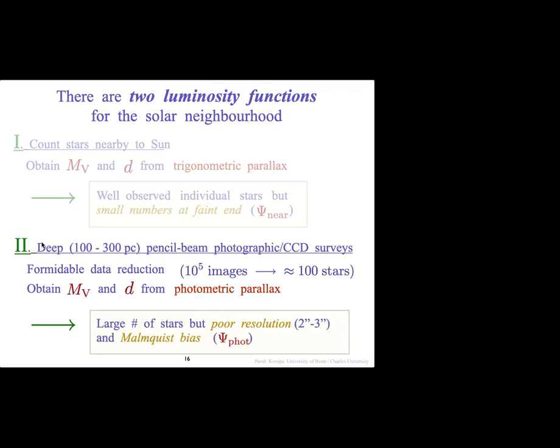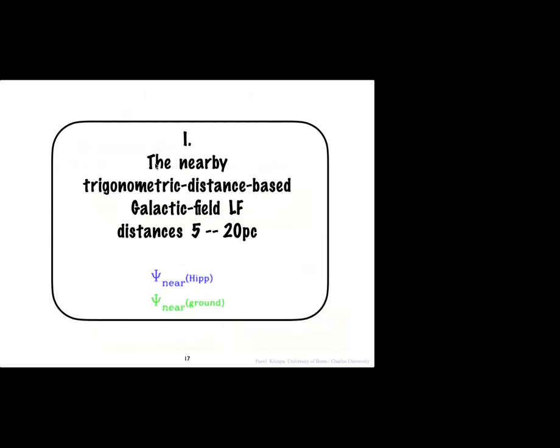The problem with this is that we have a large number of stars, but poor resolution because of the CCD, and usually because of the atmospheric scintillation, and there are biases, for example, the Malmquist bias. Up here we have small numbers of stars, and the Lutz-Kalka bias, which is related to trigonometric parallax measurements, and here we have the Malmquist bias. I don't want to go into the details of this, but there are biases which one can take into account, correcting these counts.